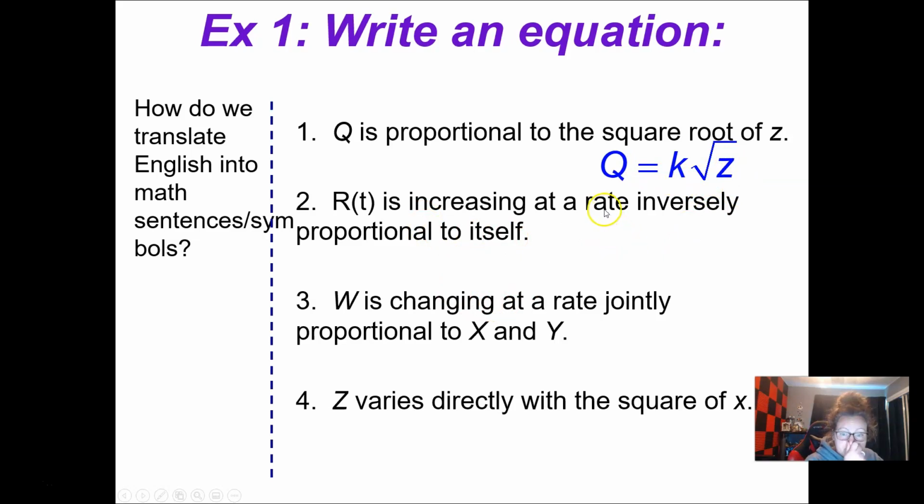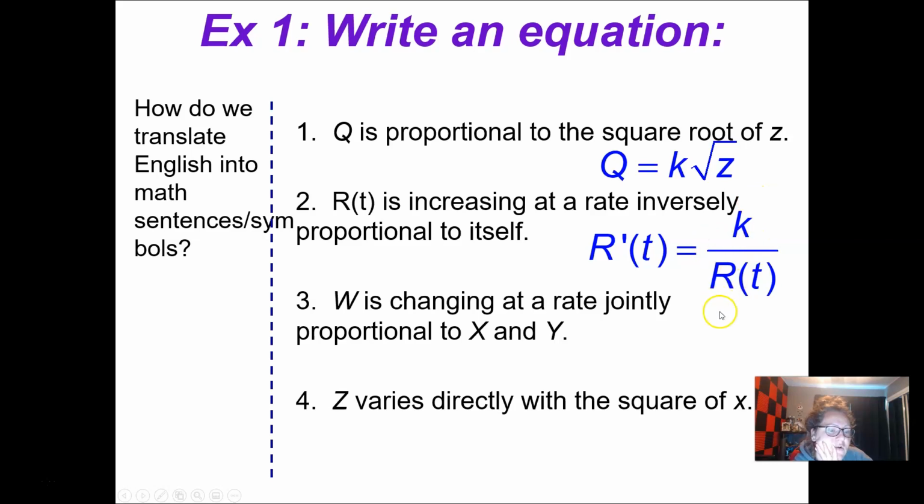R of T is increasing at a rate inversely proportional to itself. So this one is a little tricky, because it has this whole rate thing going on. And so a rate actually is represented by the derivative. Okay, so the derivative is the slope of the tangent line. And so when we have R of T is increasing at a rate inversely proportional to itself, that rate gets to be R prime of T and then equals K over R of T, since it's that inverse.